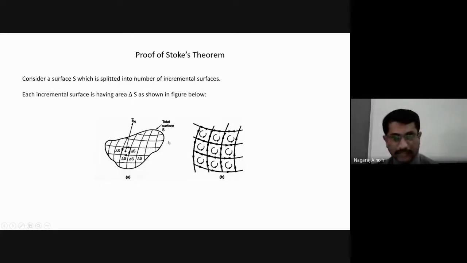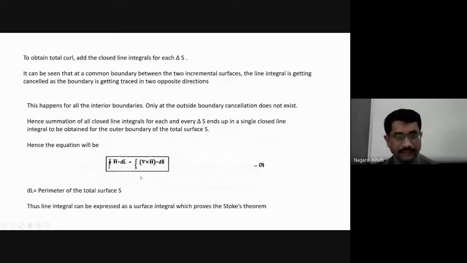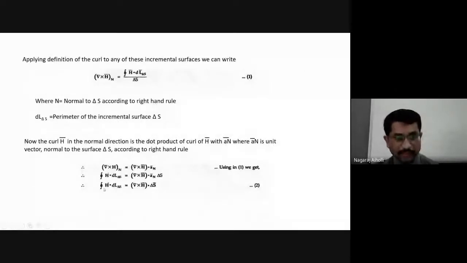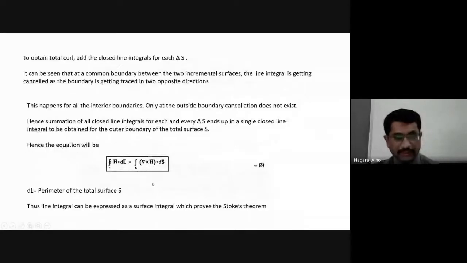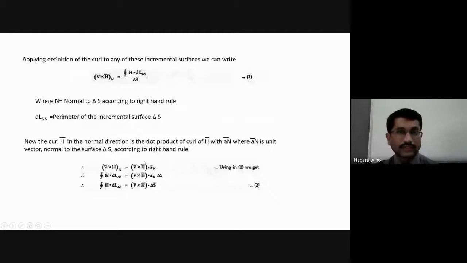Hence, it is the closed line integral of H bar dot dl bar, whatever we have got in the previous equation, that is equal to the surface integral of del cross H bar dot ds bar. That is, the line integral is converted into surface integral, where dl is the perimeter of the total surface. Hence, the line integral can be expressed as a surface integral, which proves the Stokes theorem. Here we have proved that the line integral is equal to the surface integral according to the Stokes theorem, and this is the proof of the Stokes theorem.